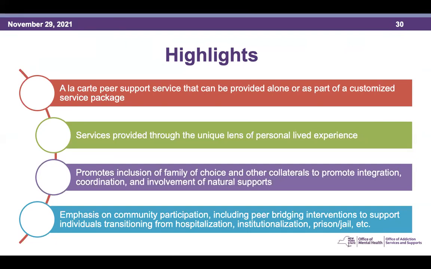And lastly, in peer support, you're going to see an emphasis on community participation. And that includes things like the peer bridging interventions that we talked about earlier, where peer support specialists are able to support individuals who are coming out of hospitalizations, institutionalization, perhaps they're moving out of a psychiatric center or a community residence, or coming out of prison and jail.